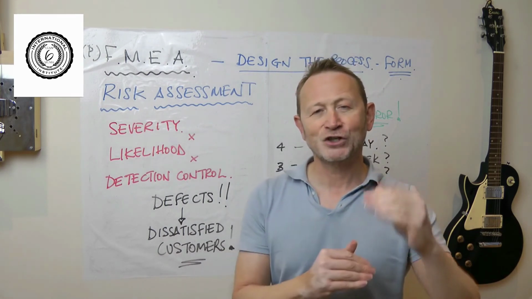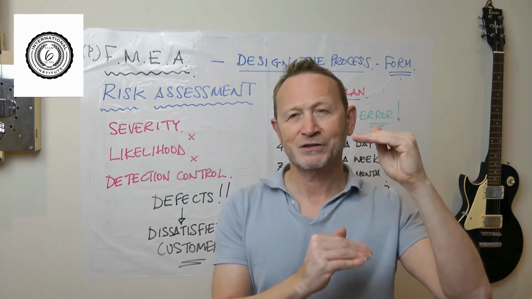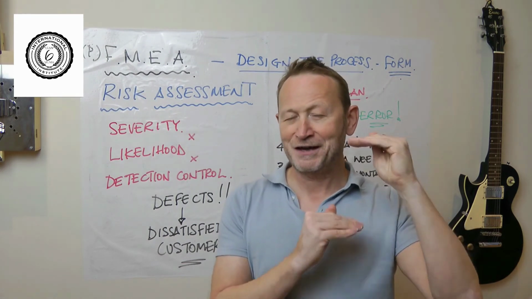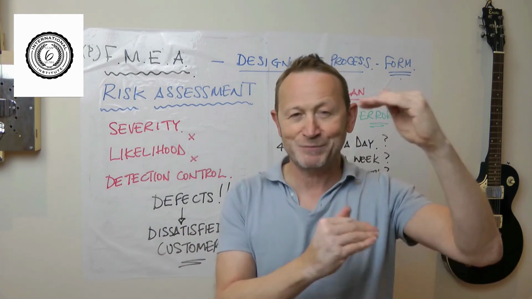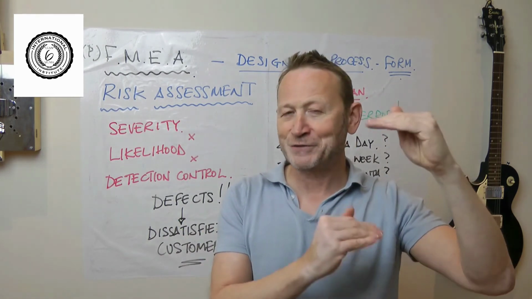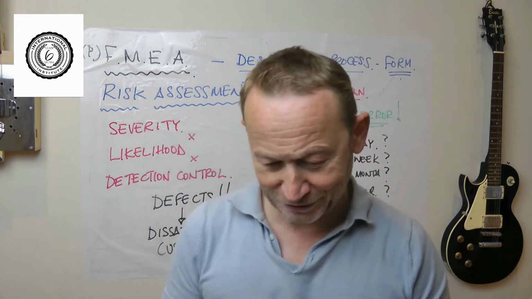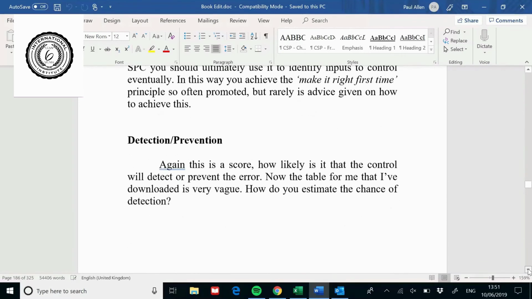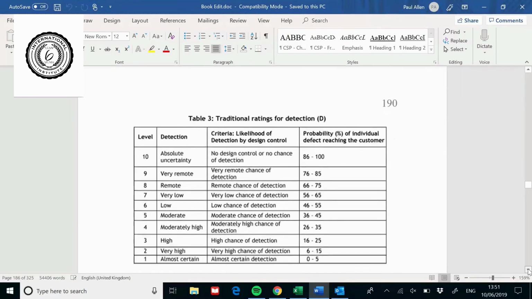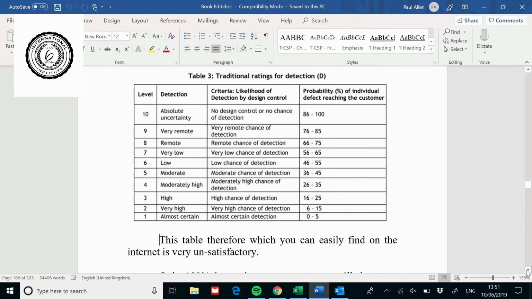Now again, let's look at a current method of determining how likely are we to detect. So let me look at a table that I've downloaded from the internet, a standard that I've downloaded from the internet. Again, this is a car industry example. I've downloaded this straight from Google, and here's the detection and prevention criteria.